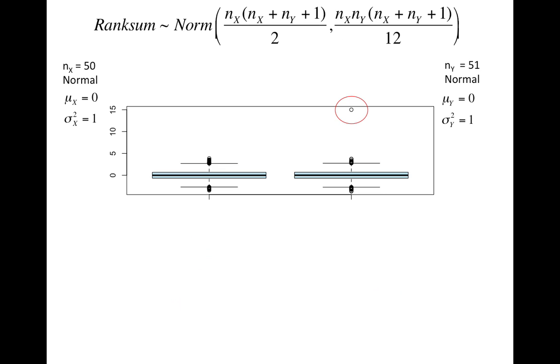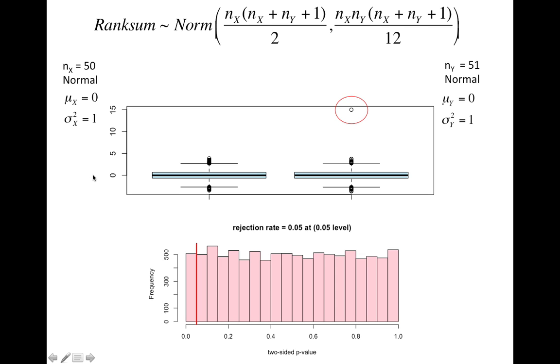What can I do about that? Well, what procedure do we know of that's robust to outliers? We have the rank sum. And here I've written down the rank sum with its normal approximation reference distribution. This is the mean and the variance that we'd get for the rank sum if we use the normal approximation for the reference. And now everything's fine. The rank sum works perfectly fine in the presence of outliers. No problem at all.